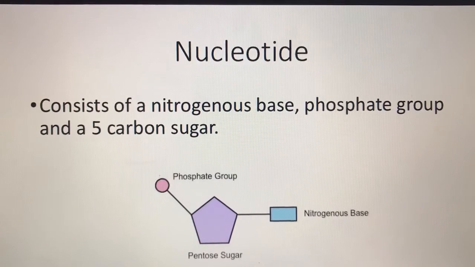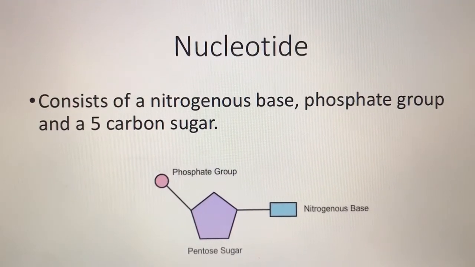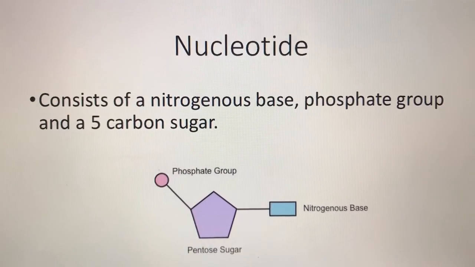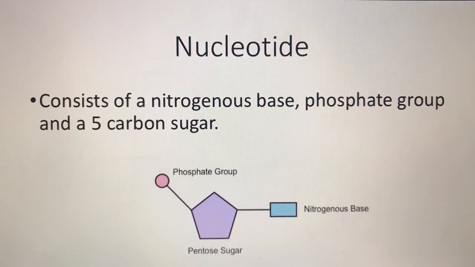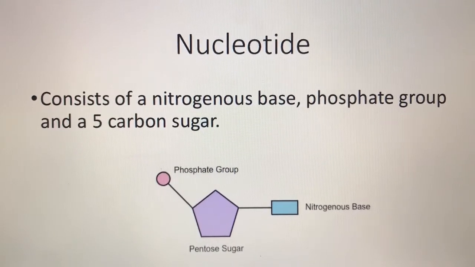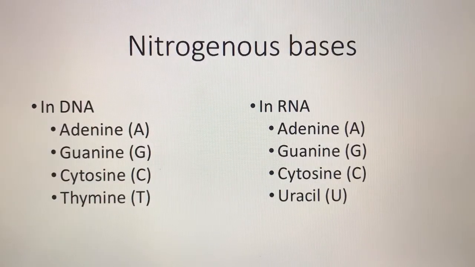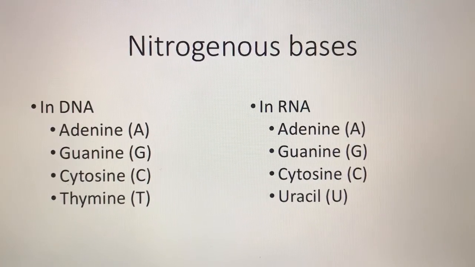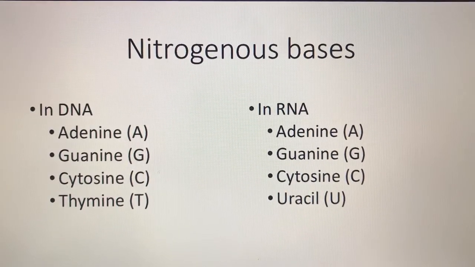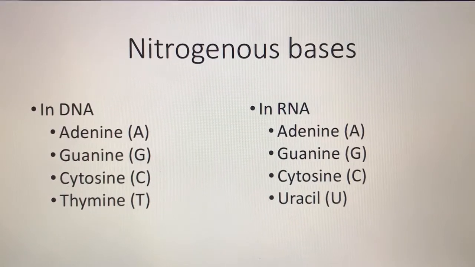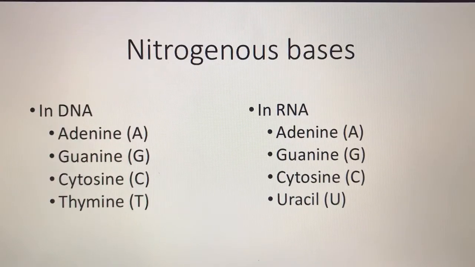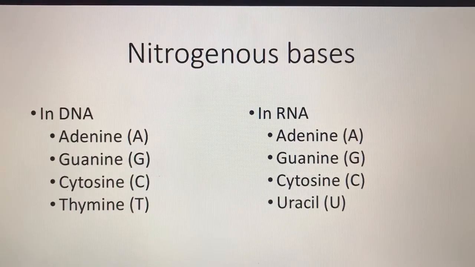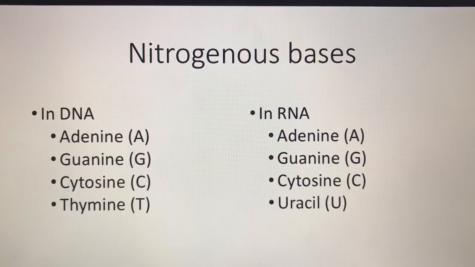A nucleotide consists of a nitrogenous base, represented by the blue rectangle, a phosphate group, which I have shown in pink, and a 5-carbon sugar in purple. Nitrogenous bases in DNA consist of adenine, guanine, cytosine, and thymine. Nitrogenous bases in RNA consist of adenine, guanine, cytosine, and uracil. The only difference between these two is that thymine can be found in DNA, while uracil can be found in RNA.